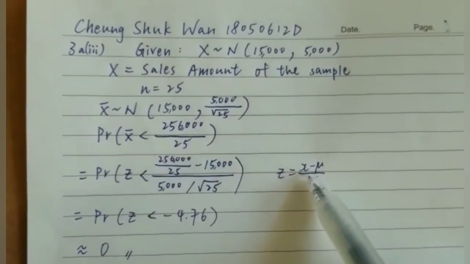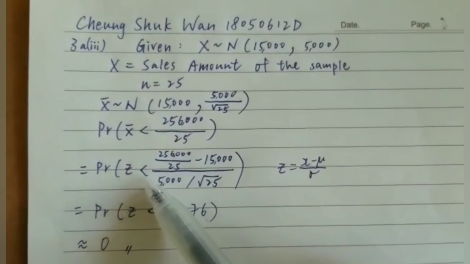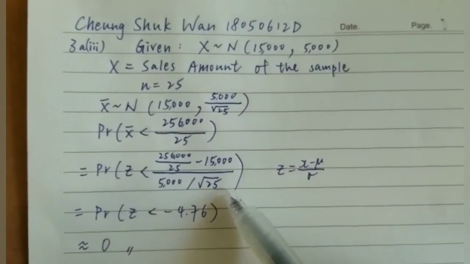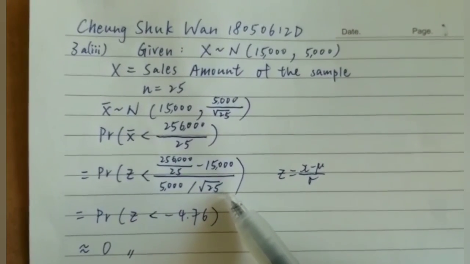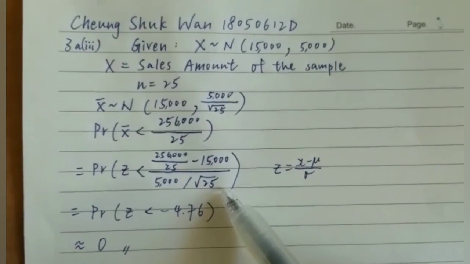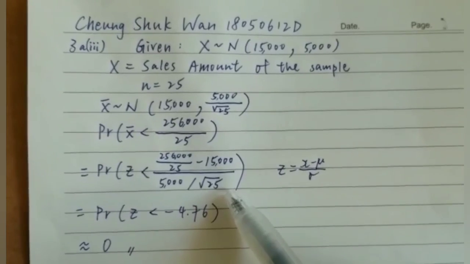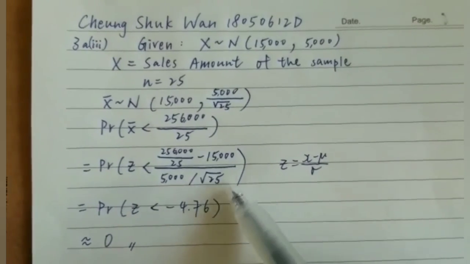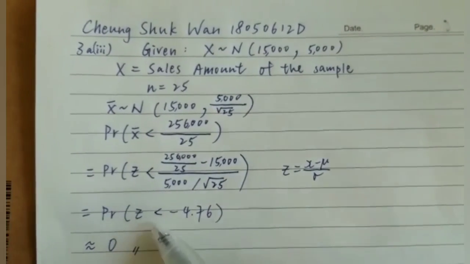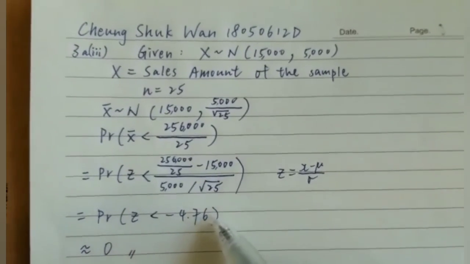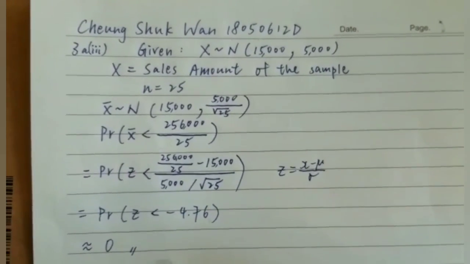And according to this equation, z is smaller than 256,000 divided by 25 minus 15,000 over 5,000 divided by square root 25, and is calculated as negative 4.76, which is close to 0. Thank you.